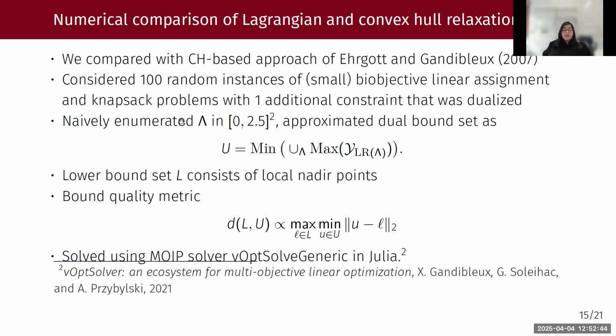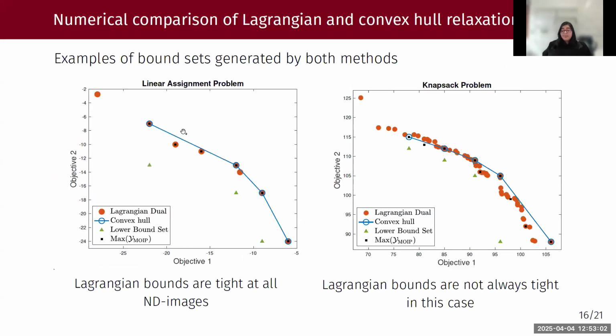The reason I say this was very naively done is we just did 100 random instances of small bi-objective problems, linear assignment and knapsack, one constraint that was dualized. We didn't try to do anything smart in finding the right lambdas. We just enumerated naively and compared. I'll spend time on the illustration and then skip over the results in the interest of time. But basically what we saw is different kinds of behavior are possible by just naively enumerating my lambdas.